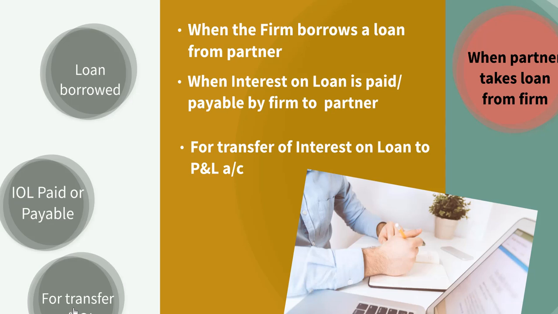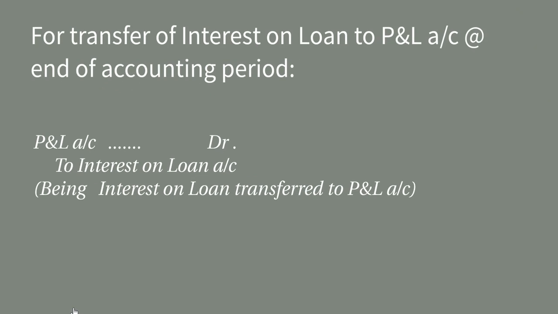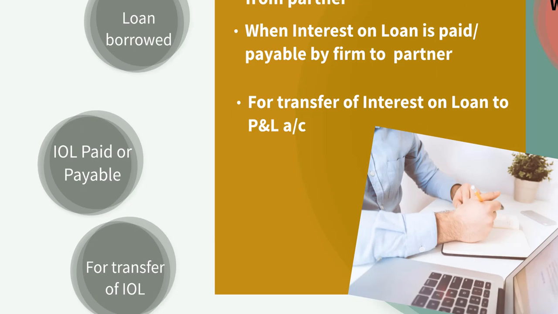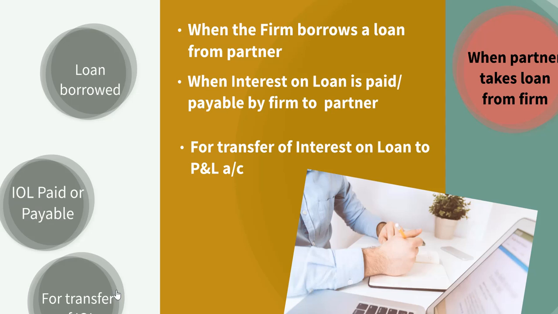And finally, at the end of the accounting period, interest on loan, being a charge against profits, has to be transferred to the profit and loss account, and the journal entry for the same is profit and loss account debit to interest on loan account. Now we just learnt three journal entries with respect to the firm borrowing a loan from the partner. Now we'll revise a few entries when the partner takes a loan from the firm.